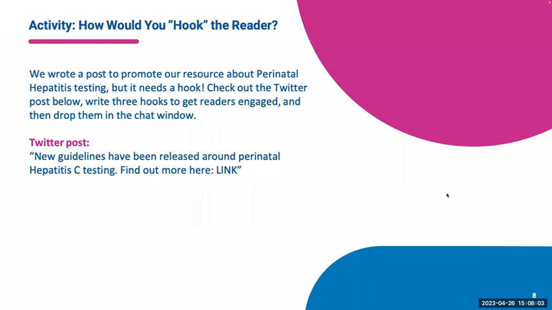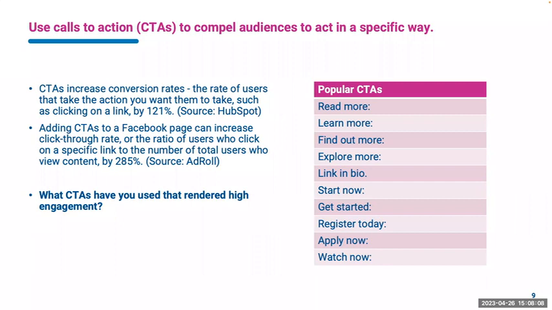All right, next one to tackle is call to actions, or CTAs, which basically are ways to compel your audience and get them to act and go in the direction that you want them to go with your social media posts. Just a fun fact to share: CTAs can help increase conversion rates, the rates of users that take the action you want them to take, such as clicking on a link, by 121%, which is crazy to think about.